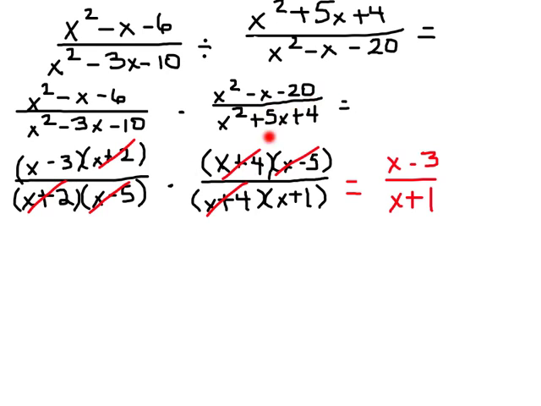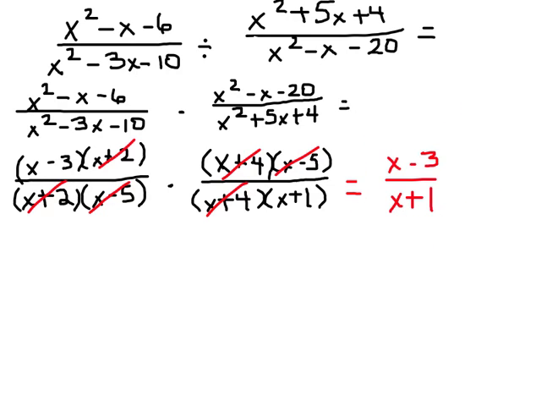Over here we have x plus 4, x minus 5 to give us a negative 1 there. And here we have x plus 4 and x plus 1. Then we cross cancel everywhere we can, here and here, here and here, here and here. And we are left with this x minus 3 and this x plus 1. And this is our final answer.